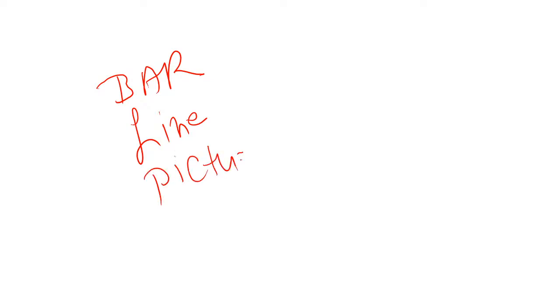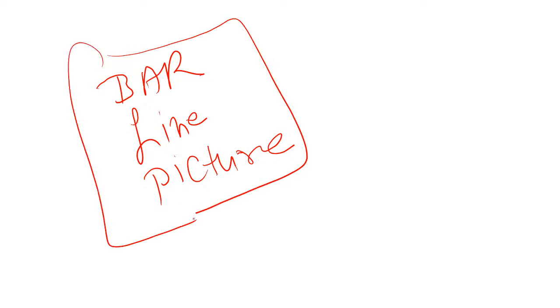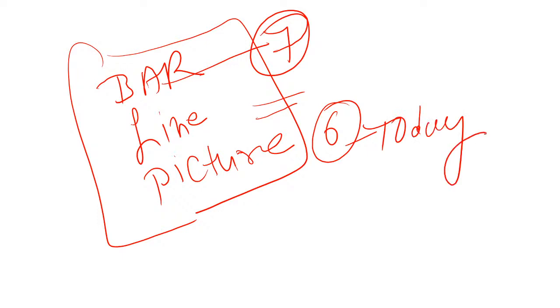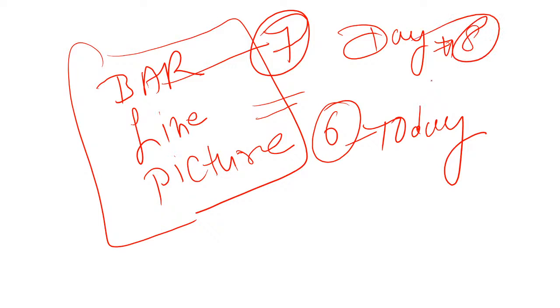So that's all about the pie charts, and please watch my next video. In the next video I will talk about bar, line and picture. Tomorrow I'll be talking about these three, as today is day 6 and tomorrow would be day 7 for all these categories. From day 8 I would be talking about writing task 2.